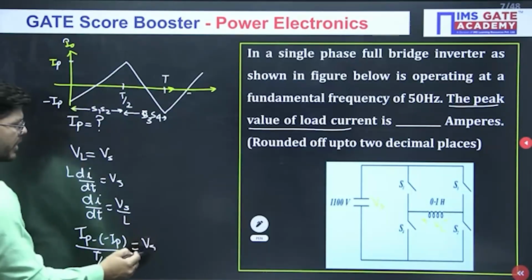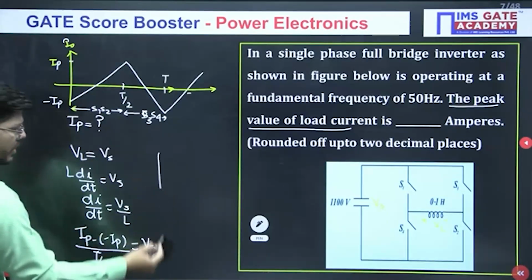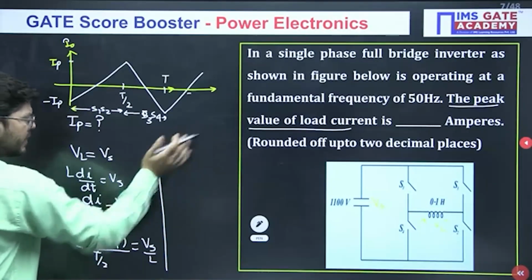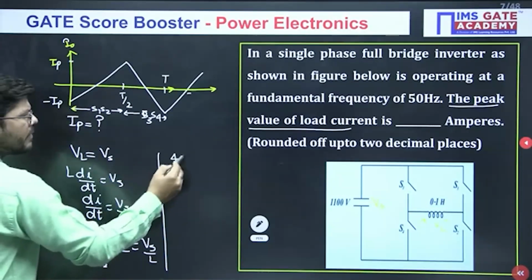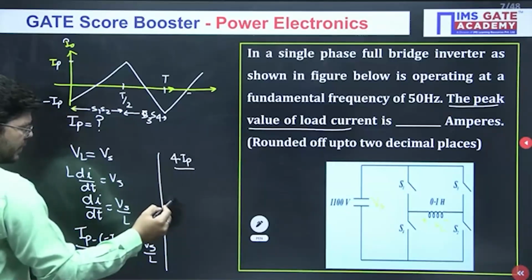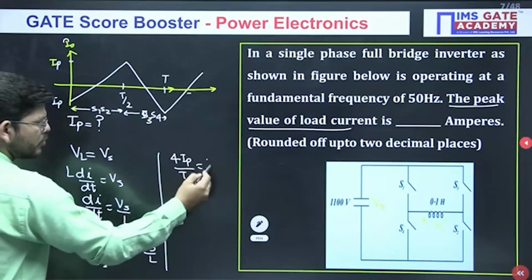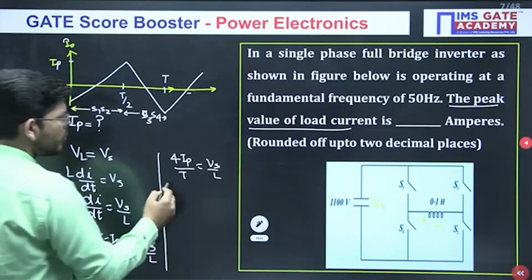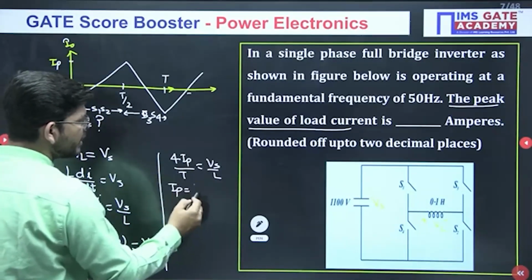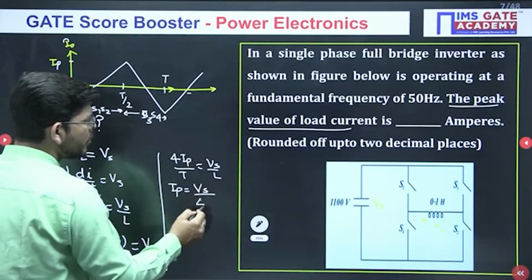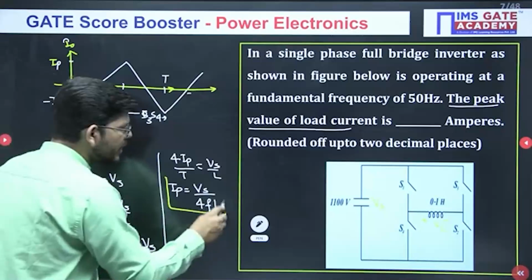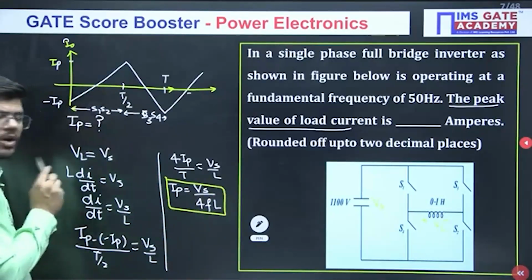And this will be equals to then Vs by L, okay. So this will become what? Just see this, we can write 4 IP by T equals Vs over L. Or what will be IP? So IP will become, 1 by T might be F, so we may write it Vs upon 4 F into L. So this will be the required expression to solve this particular question.